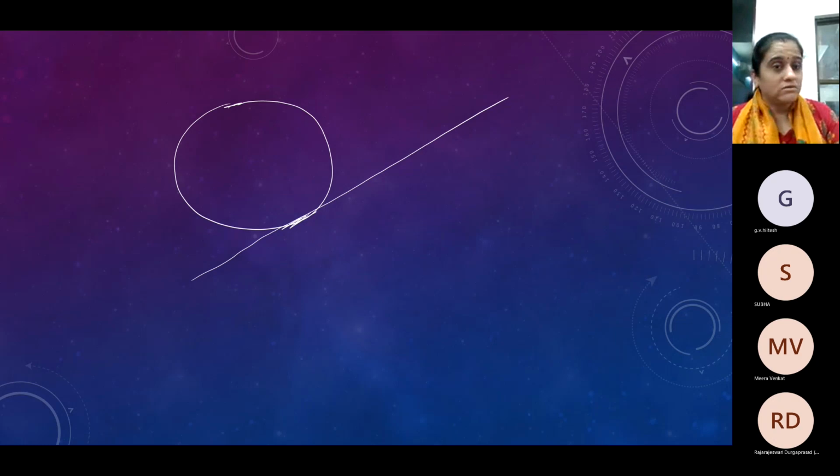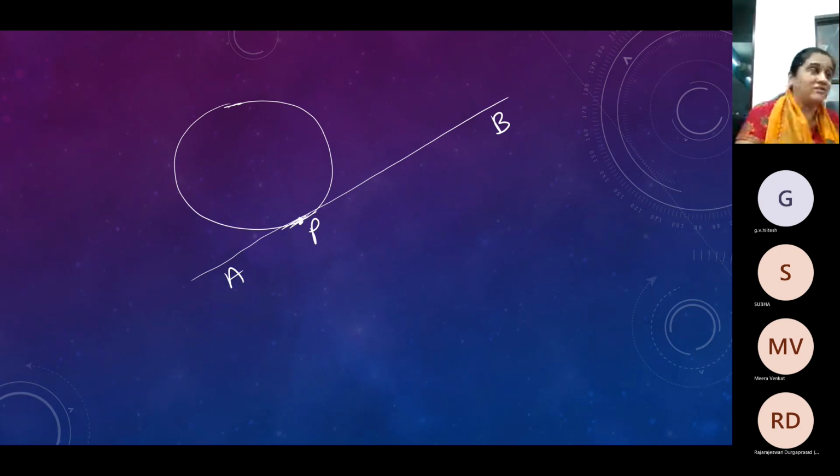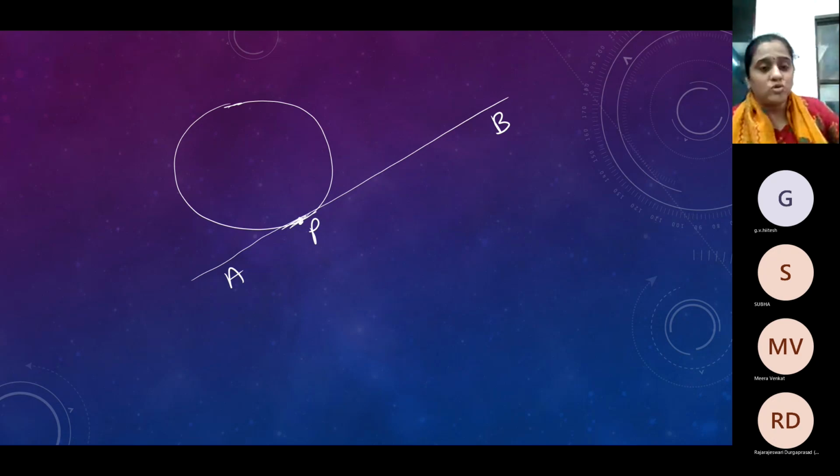Now, chord. Next, I'm going to take up a chord through this point. What is this? This is the point of contact, right? What is AB? Tangent. What is P? The point of contact. Through this point P, I'm taking a chord, not a radius. We know the relation between radius and tangent, 90 degrees. Now we are seeing how the angles with the chord and tangent are related.